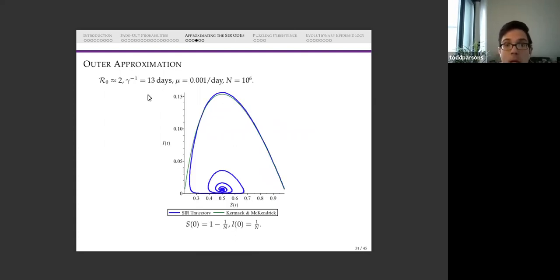Here I'm using a mu which is much larger than the actual true mu, because my computer program did very badly at drawing the pictures for the actual value of mu, for a population of size 10 to the 6 and R naught of 2, which is the number posited for COVID-19. We see that the approximation does quite well until we see this turnover where we see recovery of susceptibles, because this approximation assumes that there is no inflow of new susceptibles.